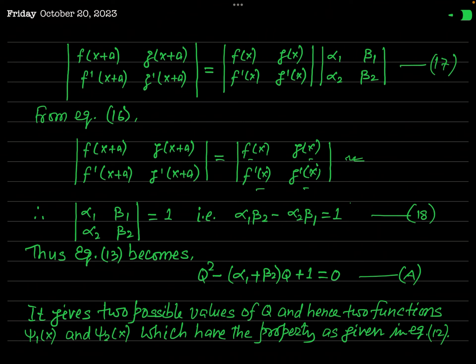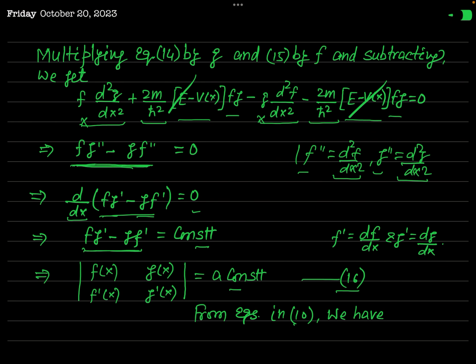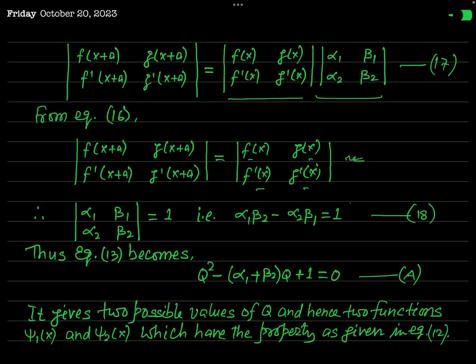You can see we can write the determinant of f of x plus a, g of x plus a, f dashed of x plus a, g dashed of x plus a is equal to this much times this much. You can easily check it. But in accordance with equation 16, this determinant is constant. When you say that this determinant is constant, what does it mean? It means when x is replaced by x plus a in each term, then again the determinant will have the same value. On this basis, you can say that the determinant of f of x plus a, g of x plus a, f dashed of x plus a, g dashed of x plus a will be simply equal to the determinant of f of x, g of x, f dashed of x, g dashed of x.